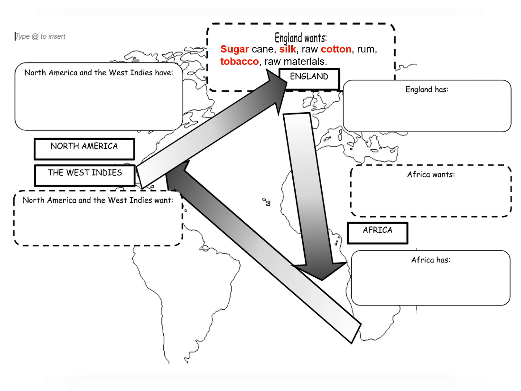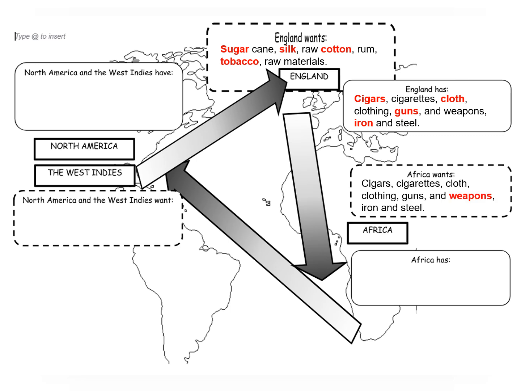All right. Things that England has, well, they've got cigars, because of that tobacco. Because of that cotton, they make cloth. They also get other raw materials like iron, from which they make weapons, iron and steel. They're going to take those things because Africa wants them. Africa wants those cigars, the cloth, the clothing, the guns and the weapons, the iron, the steel. All those things Africans want. And so England will trade with them.